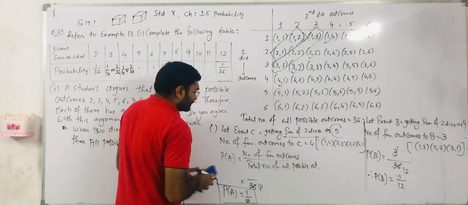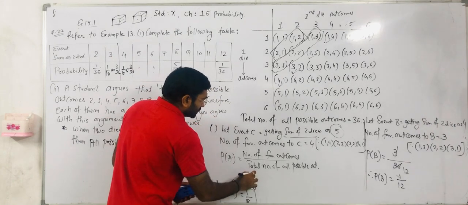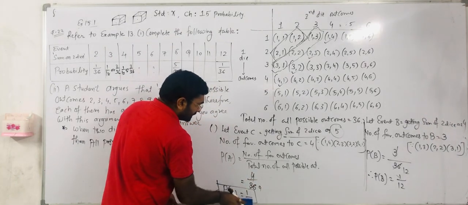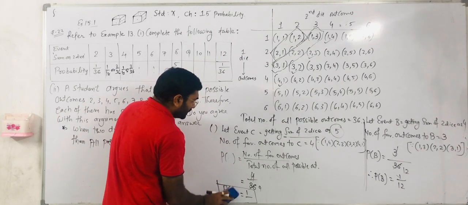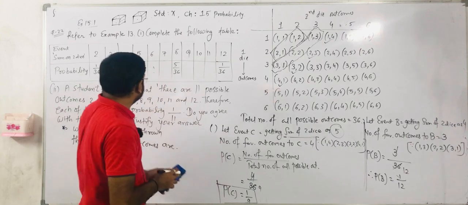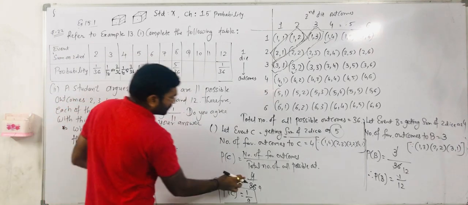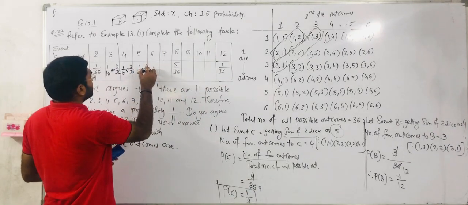So favorable outcomes we write as 4 and total number of outcomes is 36. So 4 9s are 36. So we get the probability of the C event, which represents the summation on two dice as a 5, as 1 by 9. 1 by 9, or you can write it as 4 by 36.